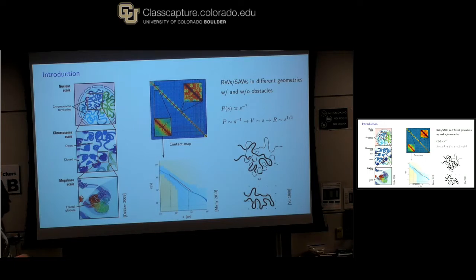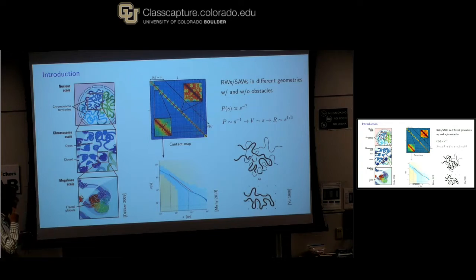The usual output of those experiments are contact maps, which for each pair ij of points in the genome give us the contact probability. And then a thing which is easier to look at is this profile P of S, which is simply summed over all the pairs of points which have the same distance S. This profile is quite robust and reproducible and has this feature of a power law with a slope of -1.